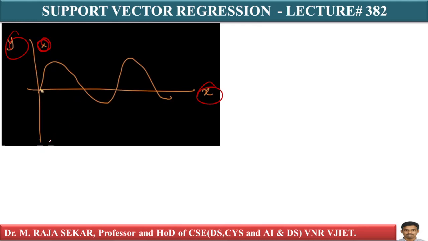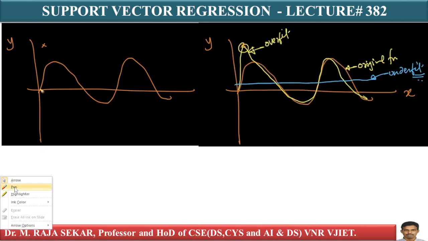If this is the case of my overfit, this is my original function. Because of this particular outlier, overfitting means what? Just because of this outlier, this curve passes through like this, isn't it? This is the original function. This is the overfitted function, which is passing through the outlier point. One outlier changed the shape.